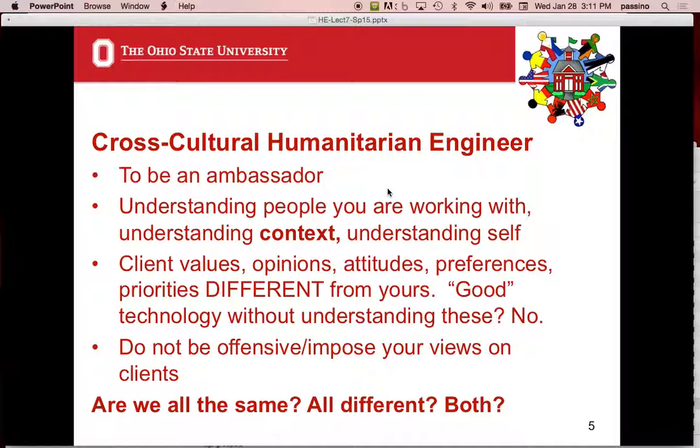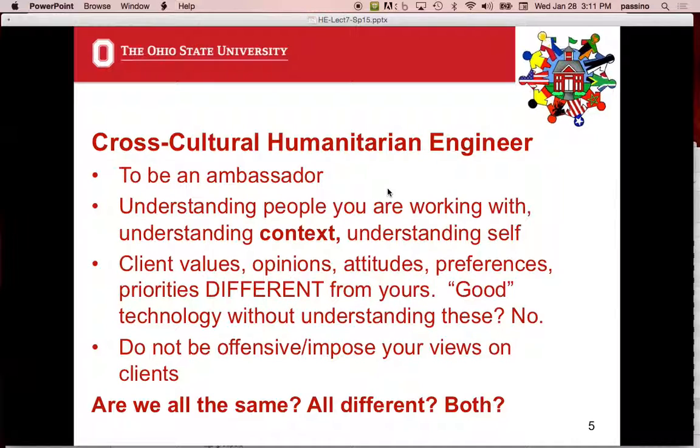Next, client values. What do they want? What are their opinions, their attitudes, their preferences, their priorities? They're different than yours. They're different than what you're used to. And that really matters because they're the users of the technology. What they say dictates everything. If you can't come to understand why they would say something a certain way or why they value certain things a certain way, you're not going to do a good technology design, period. Okay? They define good, not you.